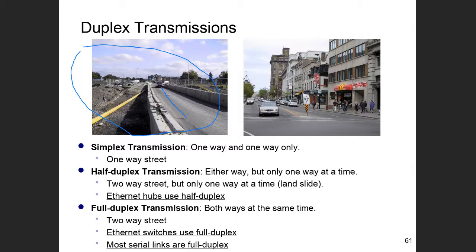Full duplex transmission is like a regular two-way street. Traffic can go north and south at the same time. So most serial links are full duplex. Ethernet switches are full duplex. We get much more efficient use of our bandwidth.